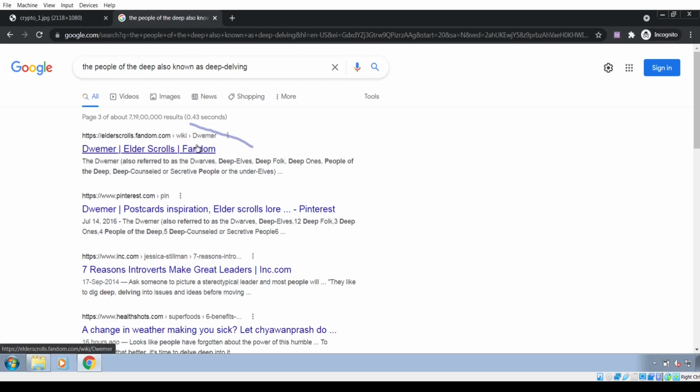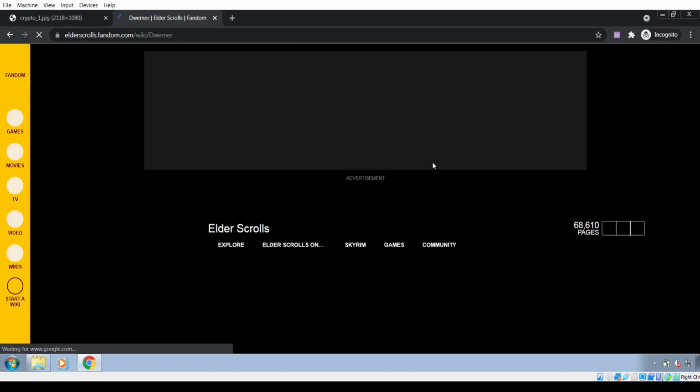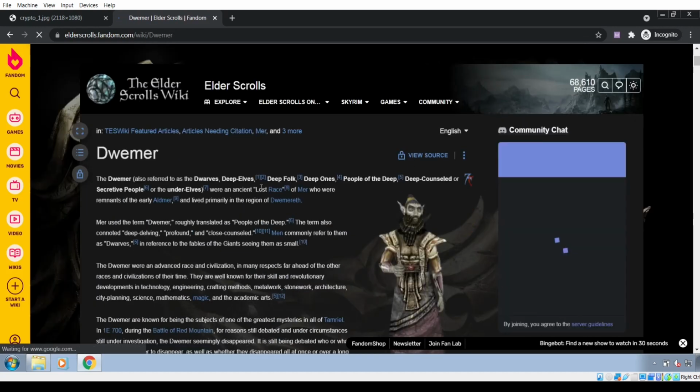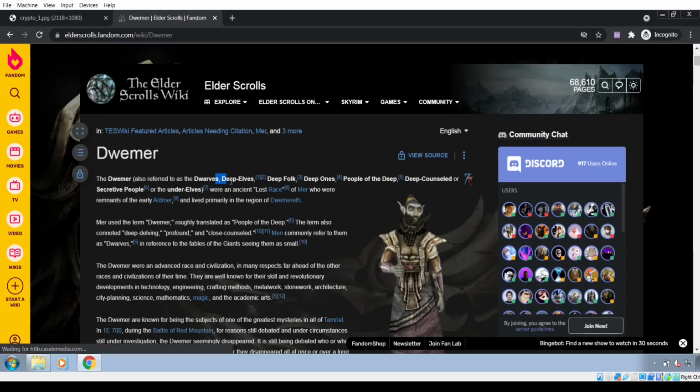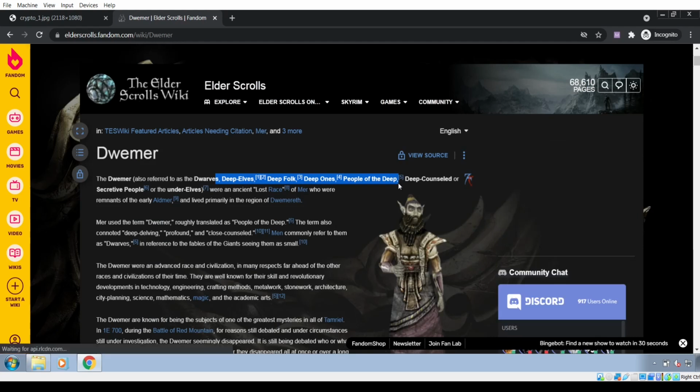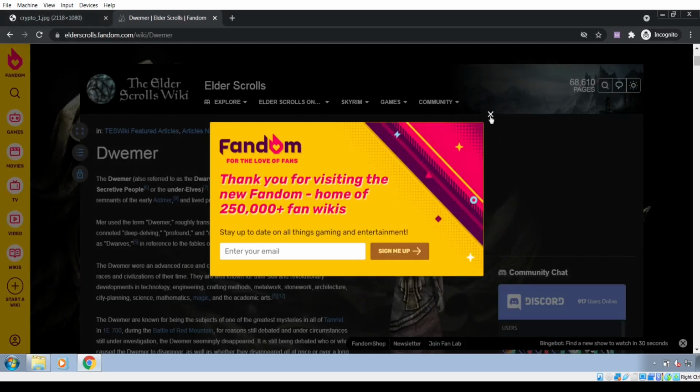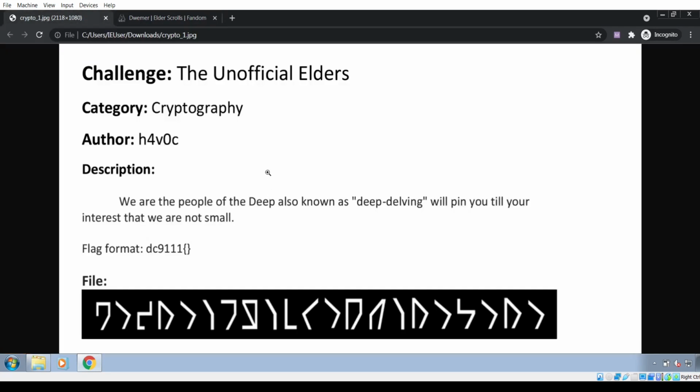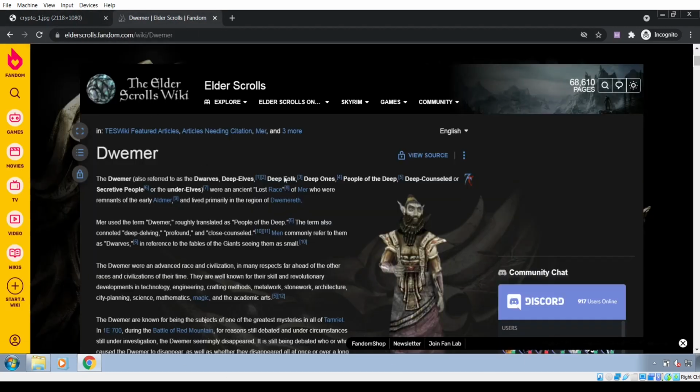Let's see what the website has for us. The Dwemer, also referred to as the dwarves, deep elves, deep folk, deep ones, people of the deep. So we have matched the criteria of being people of the deep. I think that the Dwemers are the people who use these types of scripts, but let us verify it. The term Dwemer is roughly translated as people of the deep.